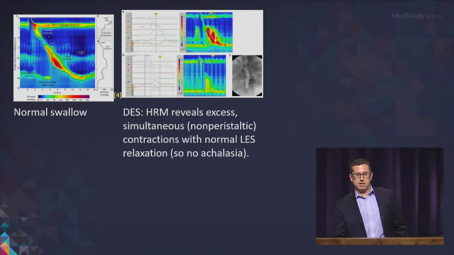And then here you could see an example of distal esophageal spasm. You see how all of the red is kind of clustered and you're not getting this nice propagation down. So this is an example of distal esophageal spasm.